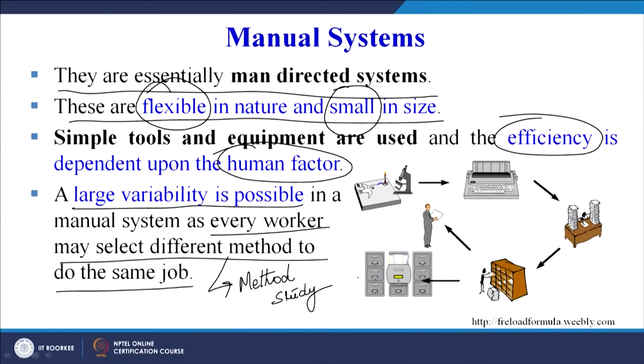So, in human intervention we can quickly see that it is more flexible, small size, efficiency is dependent upon the human factor, and large variability is possible, which we can try to eliminate by conducting a systematic method study.